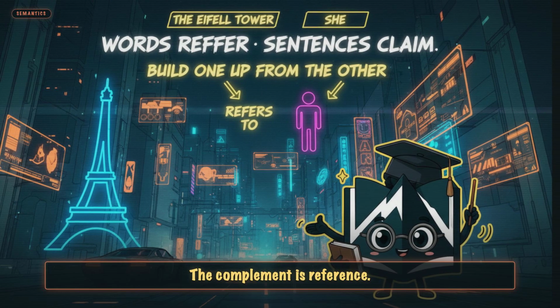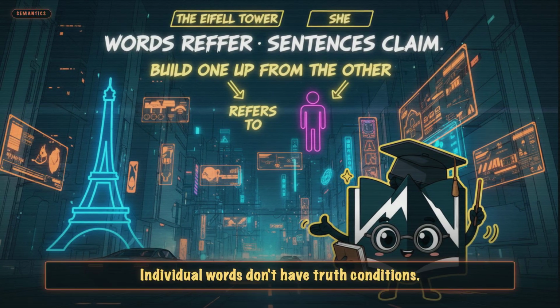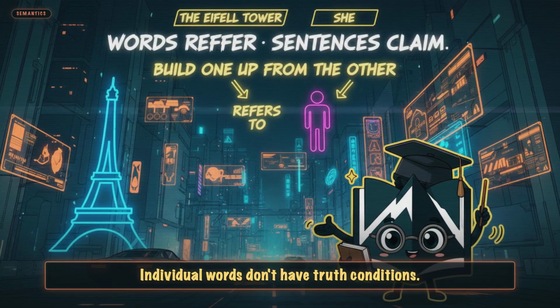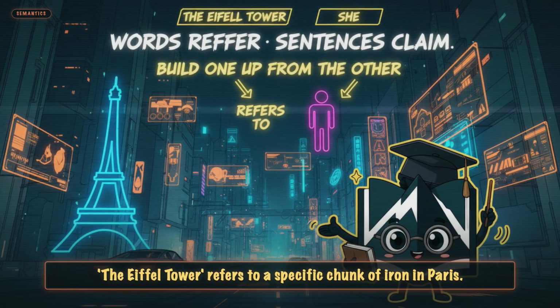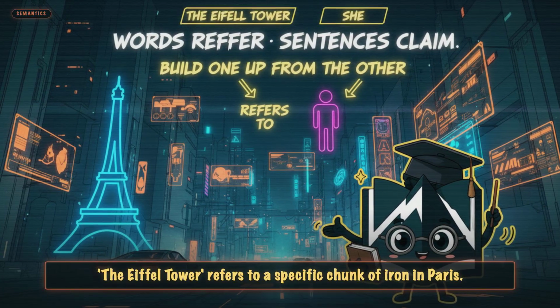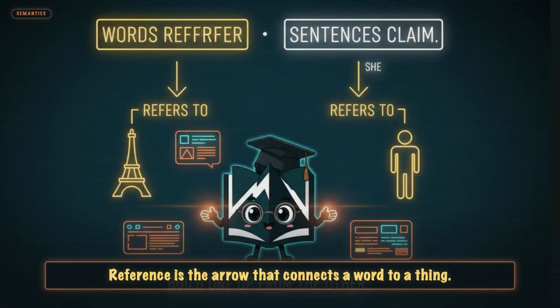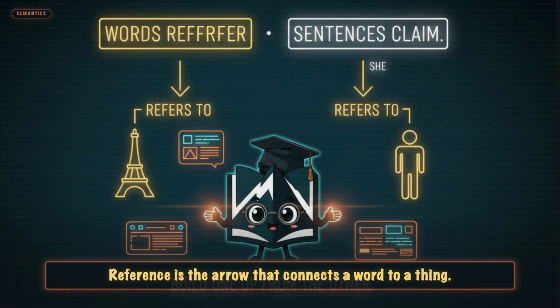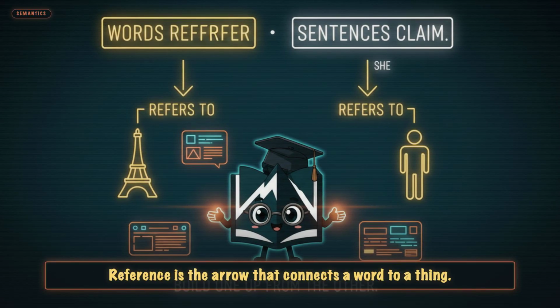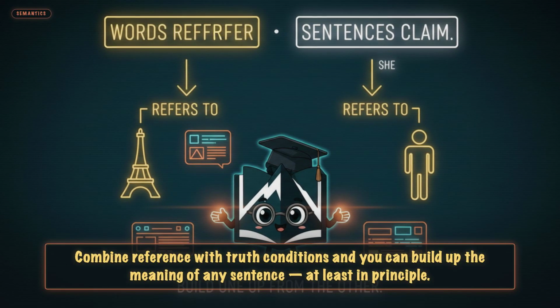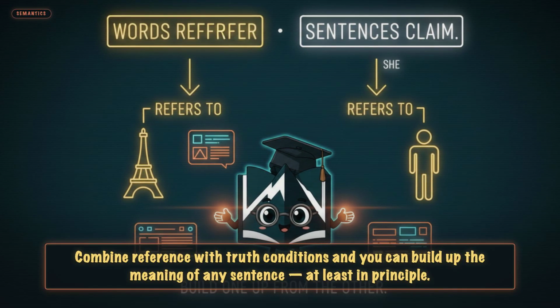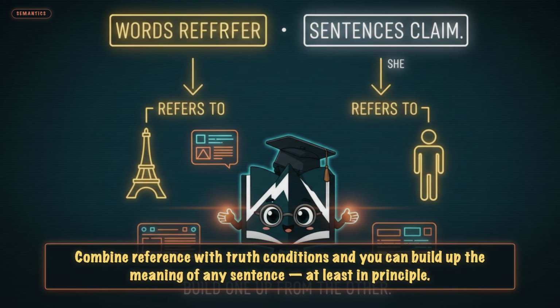The complement is reference. Individual words don't have truth conditions. They refer. The Eiffel Tower refers to a specific chunk of iron in Paris. "She" refers to whoever's on stage. Reference is the arrow that connects a word to a thing. Combine reference with truth conditions, and you can build up the meaning of any sentence, at least in principle.